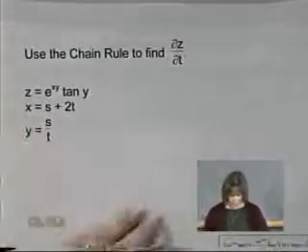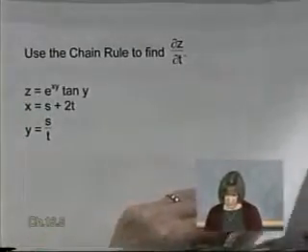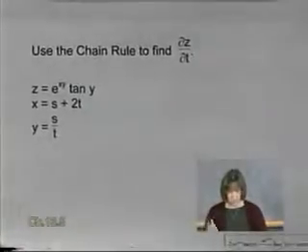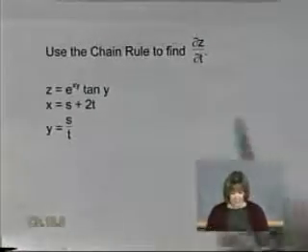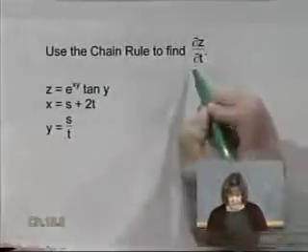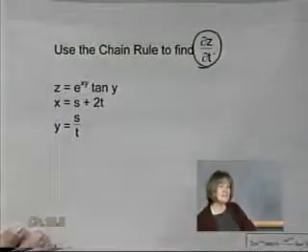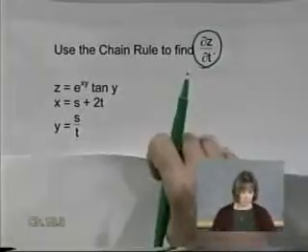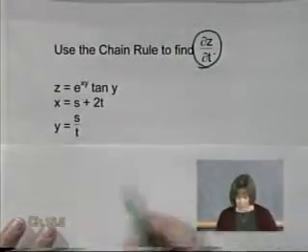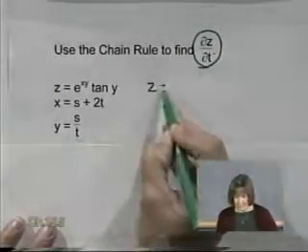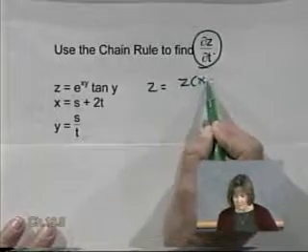Again, in this one, oh, we just did this one. Good, good, good. Now, exact same problem, but they want the partial of z with respect to t. Notice, z is a function of x and y.